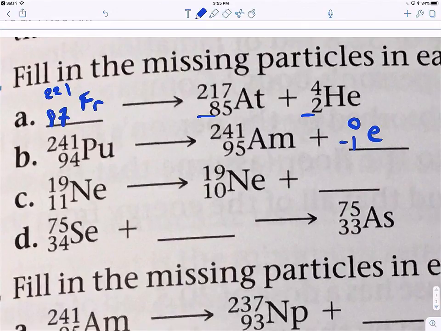It's going to be positron emission. Oh, wait a second. I'm sorry. Jeez, what am I doing? Yeah, it's a positron, because the top number is 0, the bottom number is +1. That's positron emission.